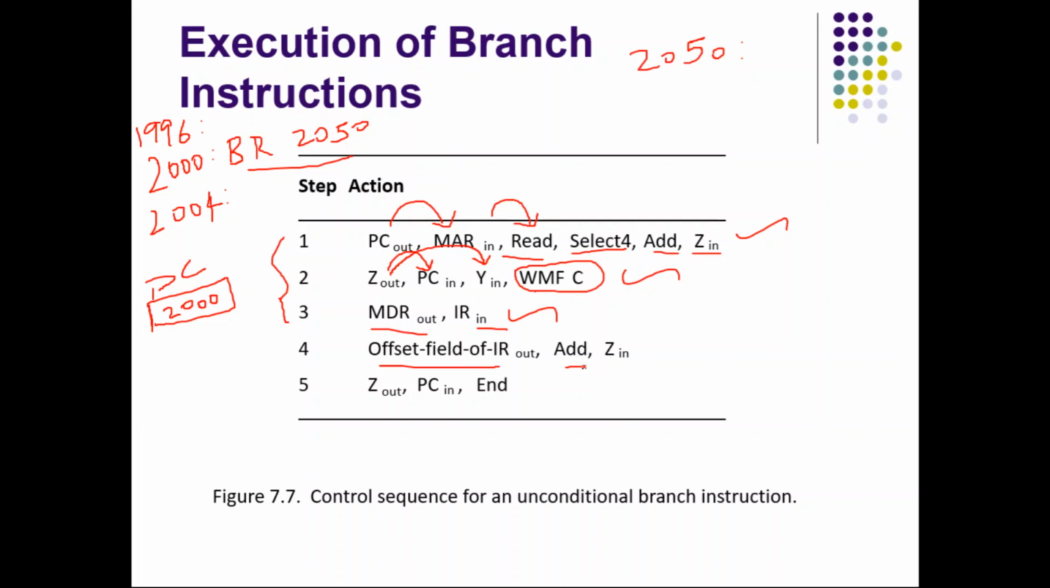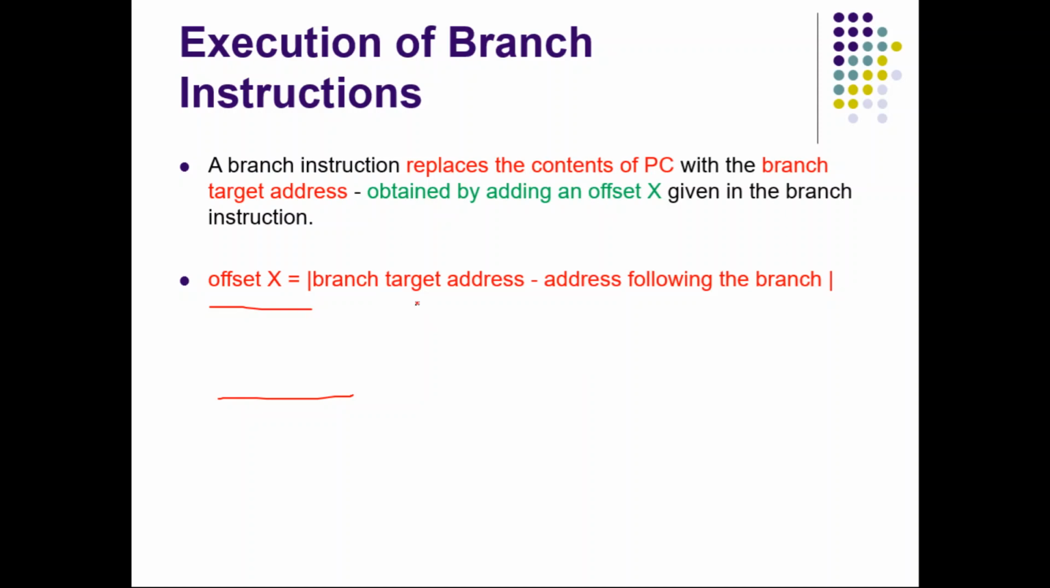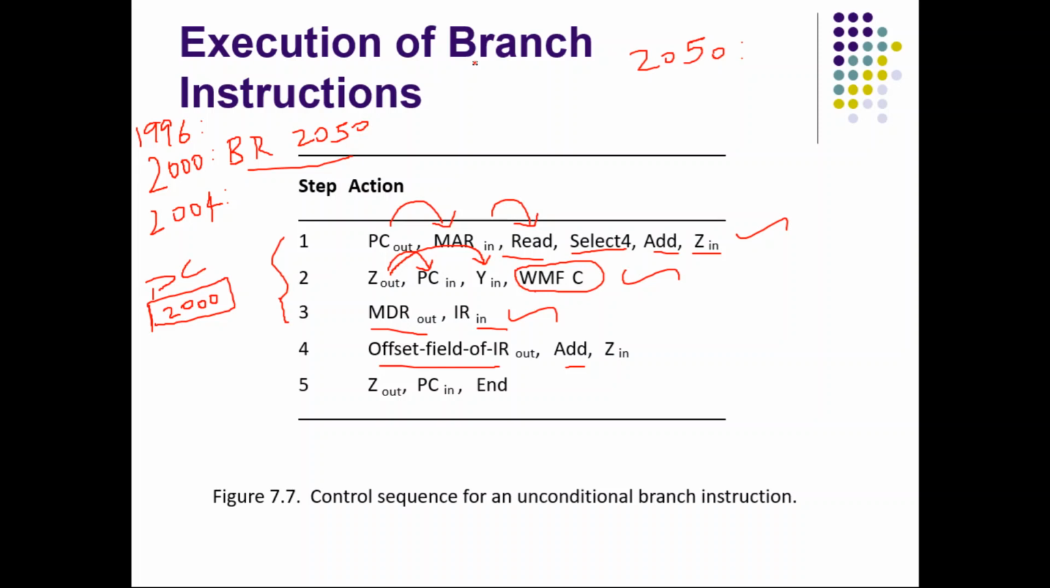So what is the offset field of IR out? Previously we discussed how to calculate the offset: branch target address minus the address following the branch. In our case the branch target address is 2050, minus the address following the branch, that is 2004. So 2050 minus 2004 is 46. So this is the offset. Offset field of IR out, so this is going to the internal bus.